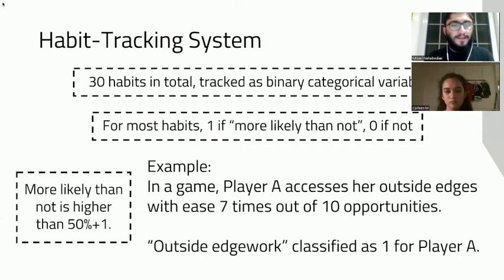The more likely than not criterion revolves around the 50% plus 1 rule, and I can illustrate that with an example if you want. Let's say that in a given game, player A accesses outside edges with ease 7 times out of 10 opportunities. For this player A in this game, the outside edge work habit is classified as a 1.